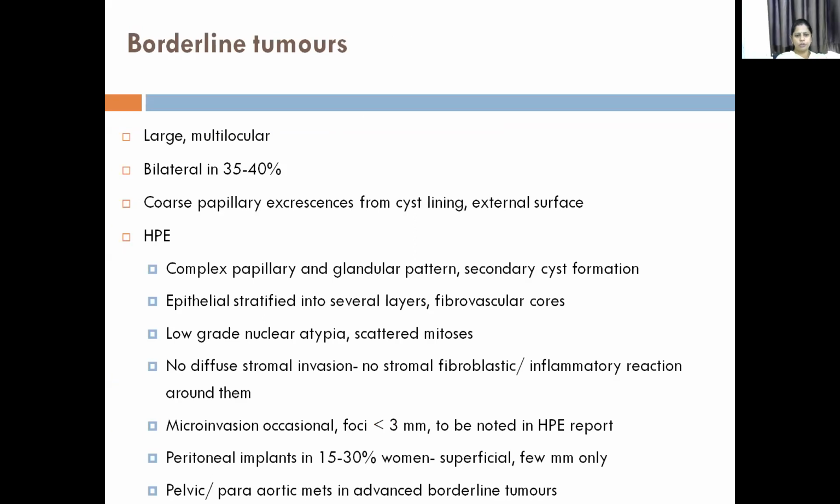So borderline tumors usually have a complex papillary and glandular pattern. True papillae are lined by multiple layers of epithelium with a central fibrovascular core, with low-grade nuclear atypia and scattered mitosis, and microinvasion may be seen with no diffuse stromal invasion.